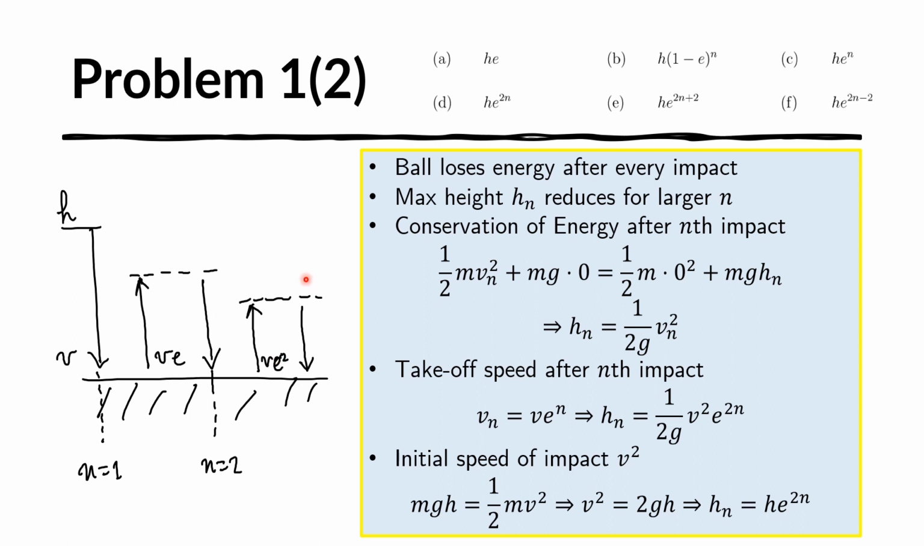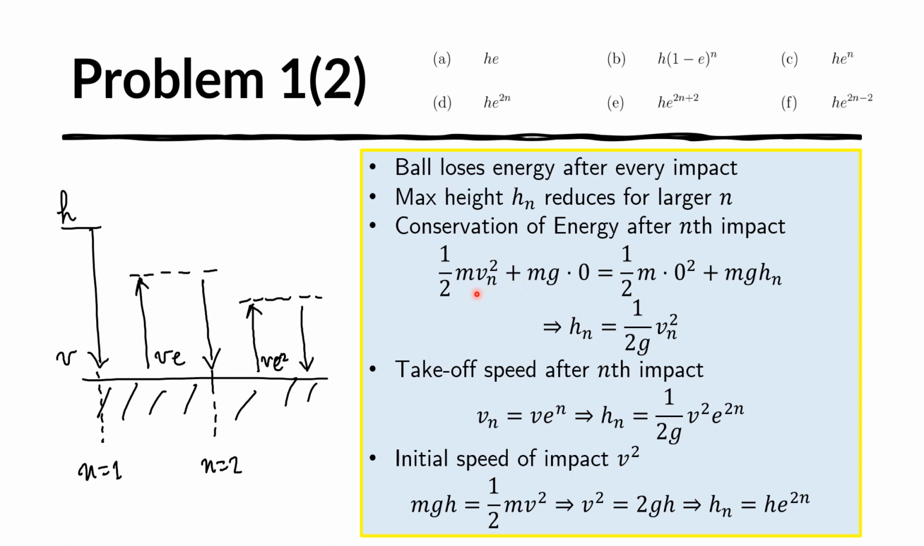We are interested in the maximum height after the nth collision. So for example here, the maximum height after the first collision is this height here. After the second collision, it would be this height. So we're going to have to find that. And the way we do that is we compare the sum of energies right after the collision, and the sum of the energies at the maximum height right after that collision.